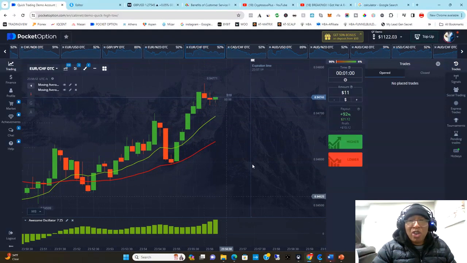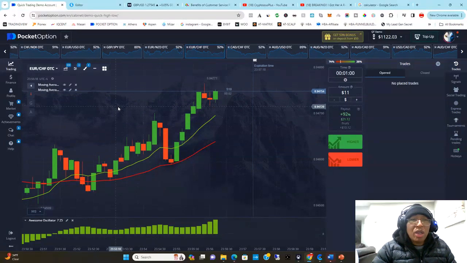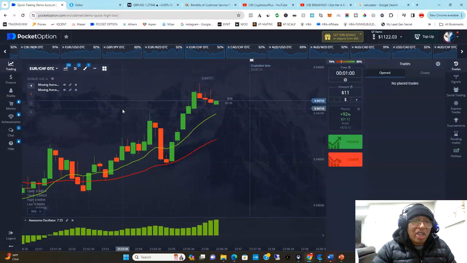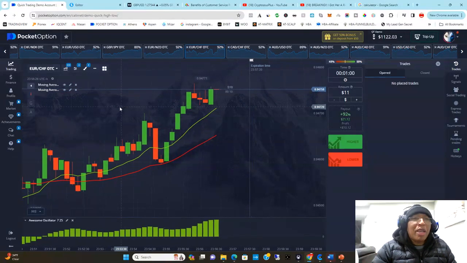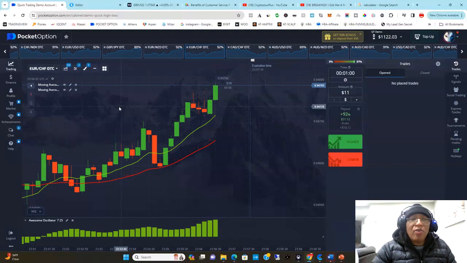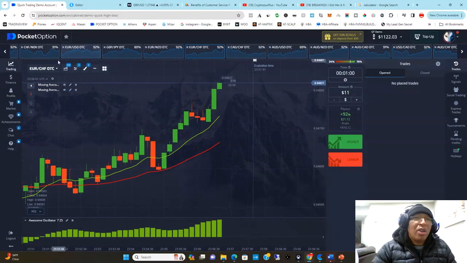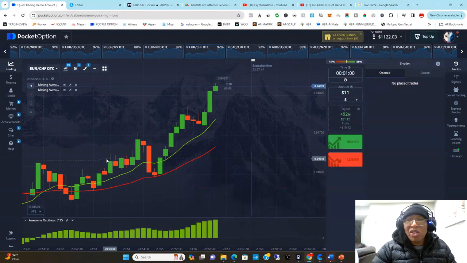If you're just joining us, we are talking about making money using these two moving averages and the Awesome Oscillator. This strategy can help you make money online from the comfort of your home, laptop, computer or cell phone, because you can download the PocketOptions app and start trading following a similar strategy, guys.